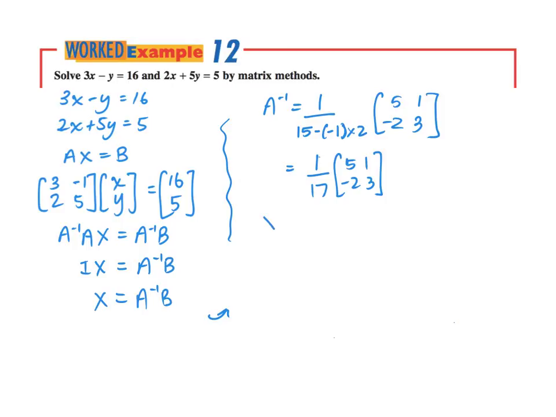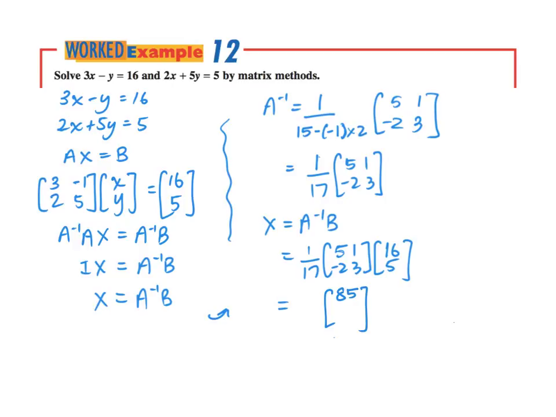Now we can get back to the original equation of X equals A inverse B. We take A inverse and multiply it by B, which is 16 and 5. Okay, so if we go ahead and do this matrix multiplication here, we have 5 times 16 plus 1 times 5. This gives me a total of 85. And negative 2 times 16 plus 3 times 5. This gives me negative 17. Scalar out the front is 1 over 17.